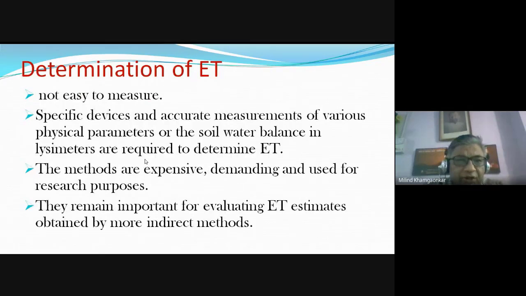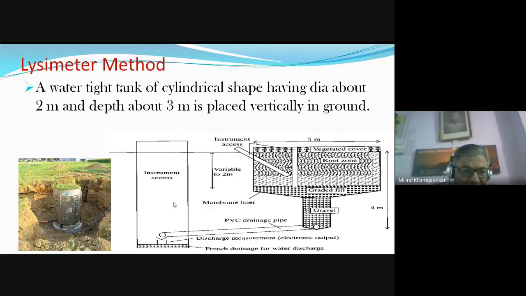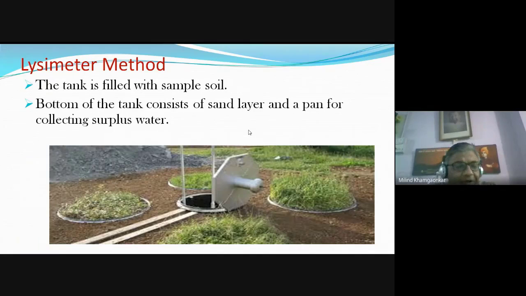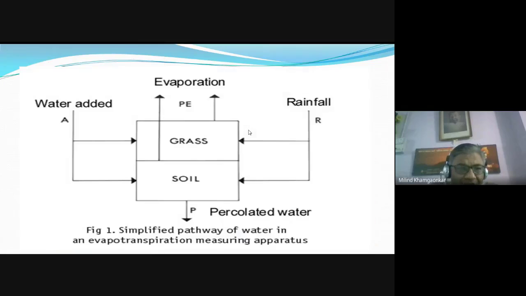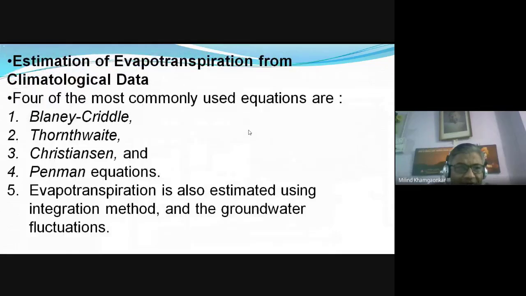The determination of the evapotranspiration. Again, there are various methods: water budget method, field experimental plot, soil moisture, and lysimeter method. So the lysimeter is the creation of artificial plots wherein water is left over the measured or known plants, and the evaporation and transpiration loss is found out with the help of these lysimeters.